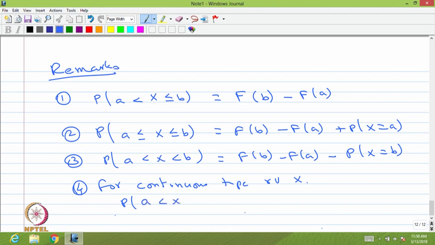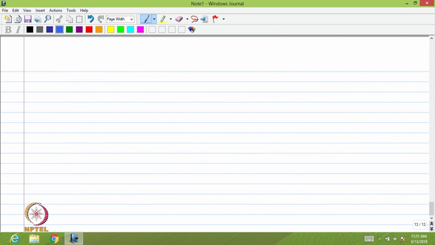a less than X less than or equal to b is nothing but the integration from minus infinity to b of f(t) dt minus the integration from minus infinity to a of f(t) dt. That is the same as the probability of X lies between a and b, which is nothing but the integration from a to b of f(t) dt, when X is a continuous type random variable.